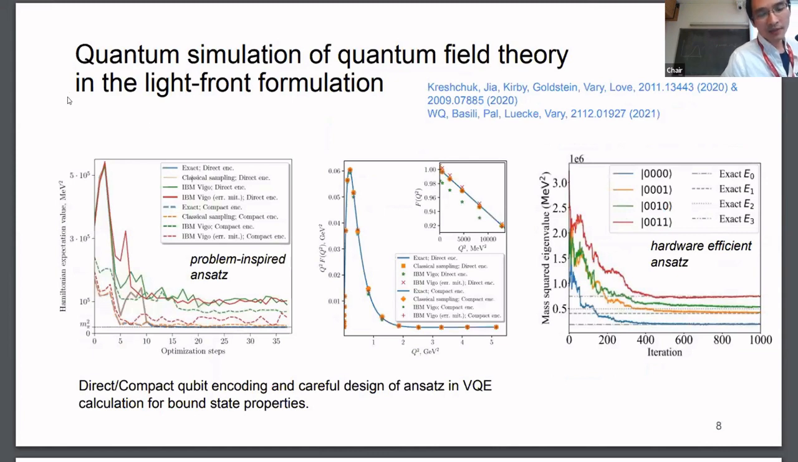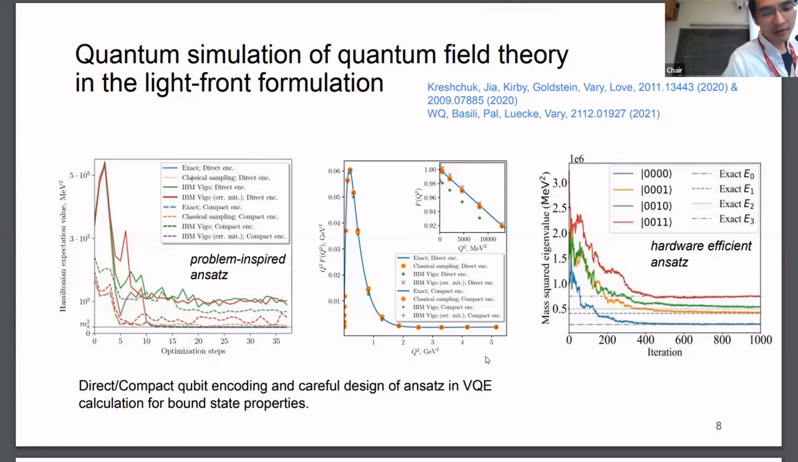So one particular application, as you can see here, that I highlight is the quantum simulation of quantum field theory in light-front formulation. Basically, they were able to obtain the quantum state with the perturbation-inspired ansatz, and they used direct and compact qubit encoding to make this happen on the real quantum computer from IBM. And afterwards, they were able to compute the form factor for the pion.